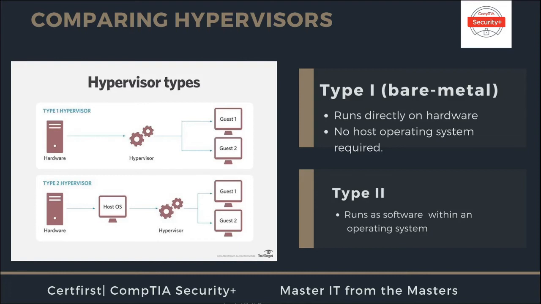And then we have the type 2 hypervisor. This is something that runs as software within an operating system. An example of this would be VirtualBox, VMware Player, Microsoft Virtual PC, Hyper-V.